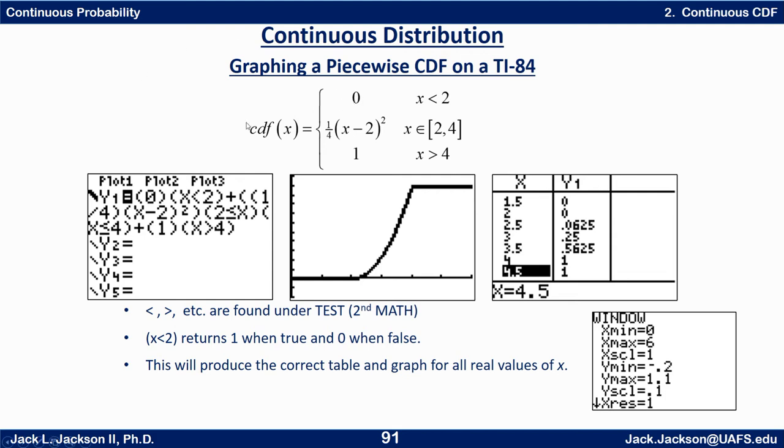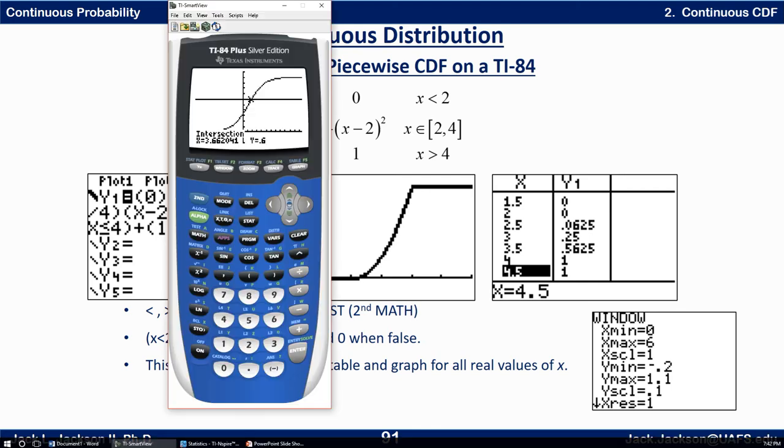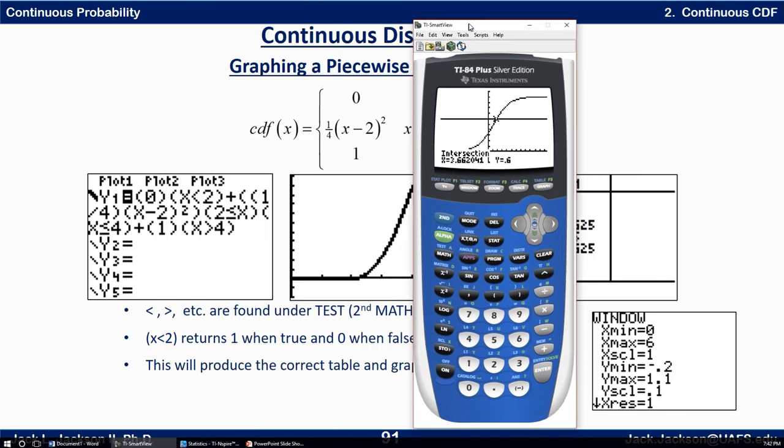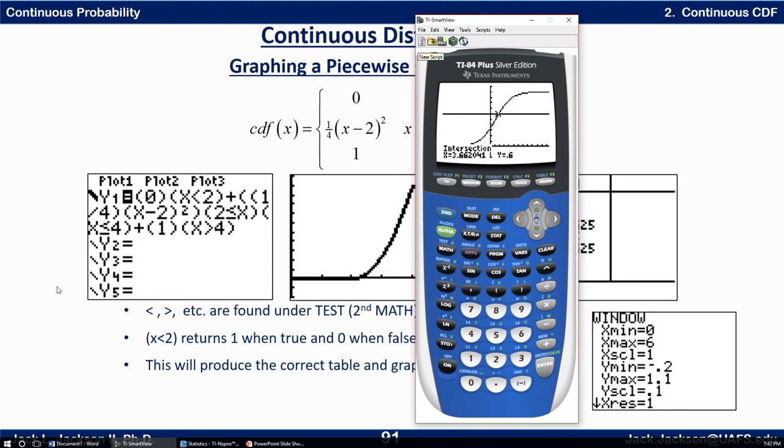You put the first formula, 0, in, and then the condition in parentheses, x less than 2, plus the second formula in parentheses, and then the condition in parentheses, 2 less than or equal to x, and then also in parentheses, x less than or equal to 4. Plus the last formula, 1, and then in parentheses the condition x greater than 4. Now let me explain why it works, and then let me put it in the calculator.